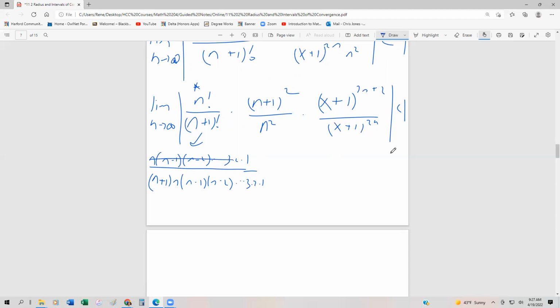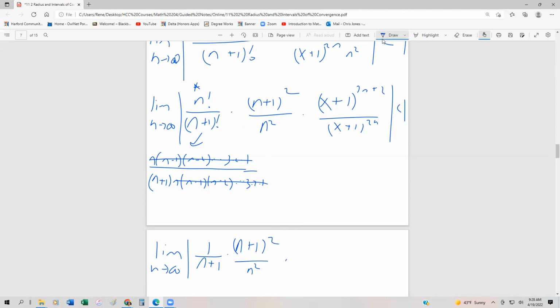And so everything's going to cancel out, and we're just going to be left with a denominator of n plus 1. All right. So the next line, we're going to have the limit as n approaches infinity of the absolute value of 1 over n plus 1. I'm going to keep the (n plus 1) squared over n squared momentarily.